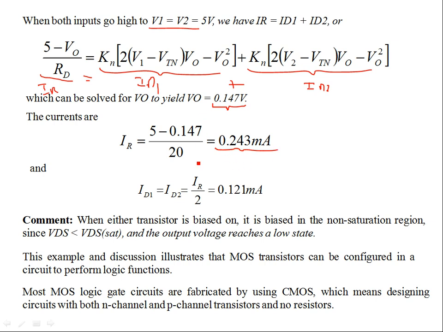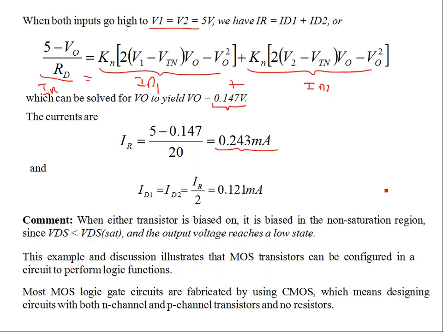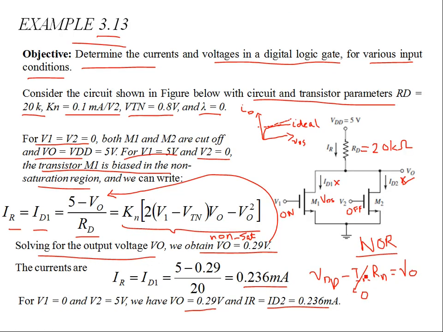Okay, and since both transistors are non-sat, and due to the symmetry of the circuit, you can see ID1 and ID2 are equal, so the current bifurcates itself into two equal parts, which means your ID1 and ID2 are half of IR, 0.121 milliamps. So you see, when the transistor is biased on, it is biased in the non-sat region in this configuration because VDS is less than VDS sat. Okay, so the output voltage reaches a low state. This equation is defining why the transistor is in non-sat.